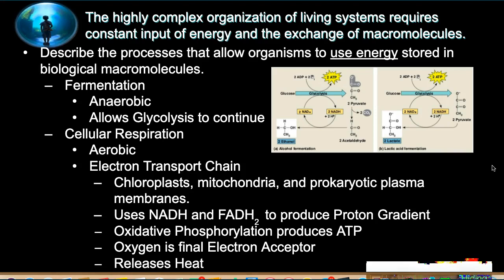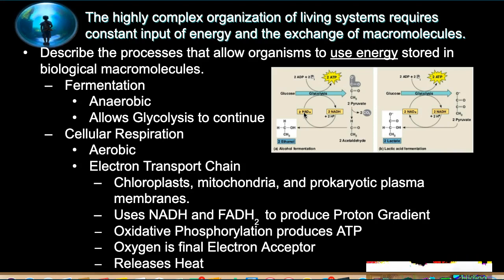Only the alcohol fermentation releases carbon dioxide, and lactic acid does not. Neither one of these is producing any more energy. The only energy available is the energy coming from glycolysis, so it's really inefficient. What's the purpose of fermentation? The purpose is to recycle NAD+, because without NAD+, glycolysis cannot continue.